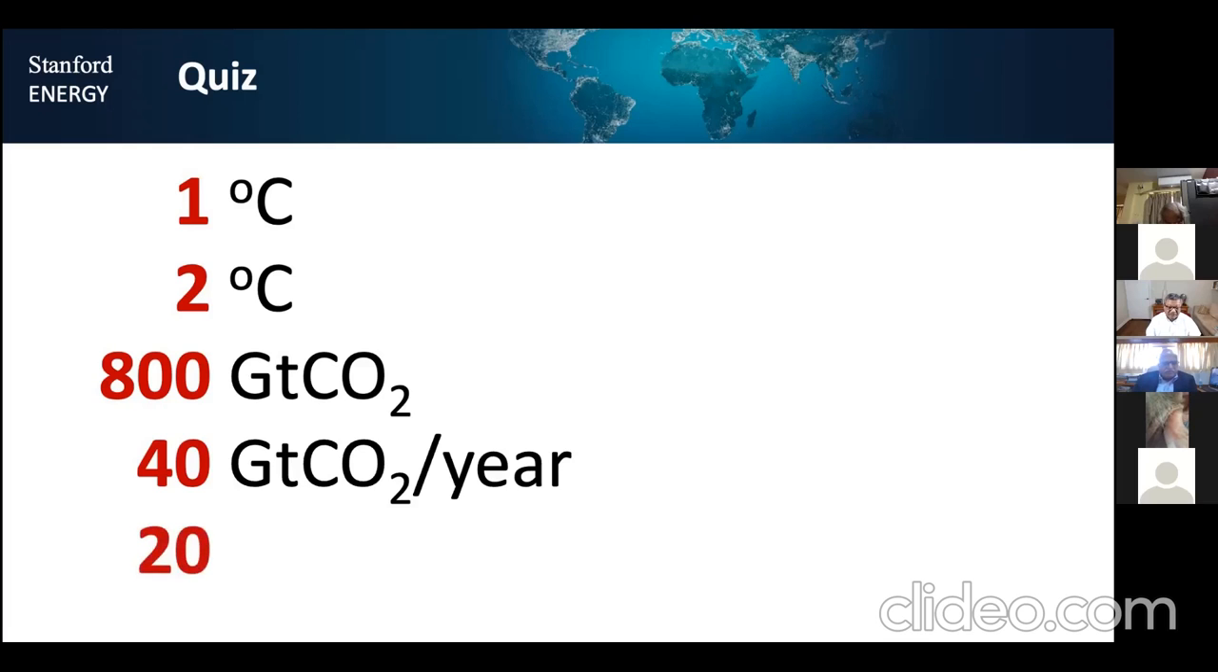The last number is simple. If you take the ratio, we got 20 years left. And if you don't reduce the CO2 emission rate, we're going to cross 800 gigatons. We're going to cross 2 degrees Celsius.